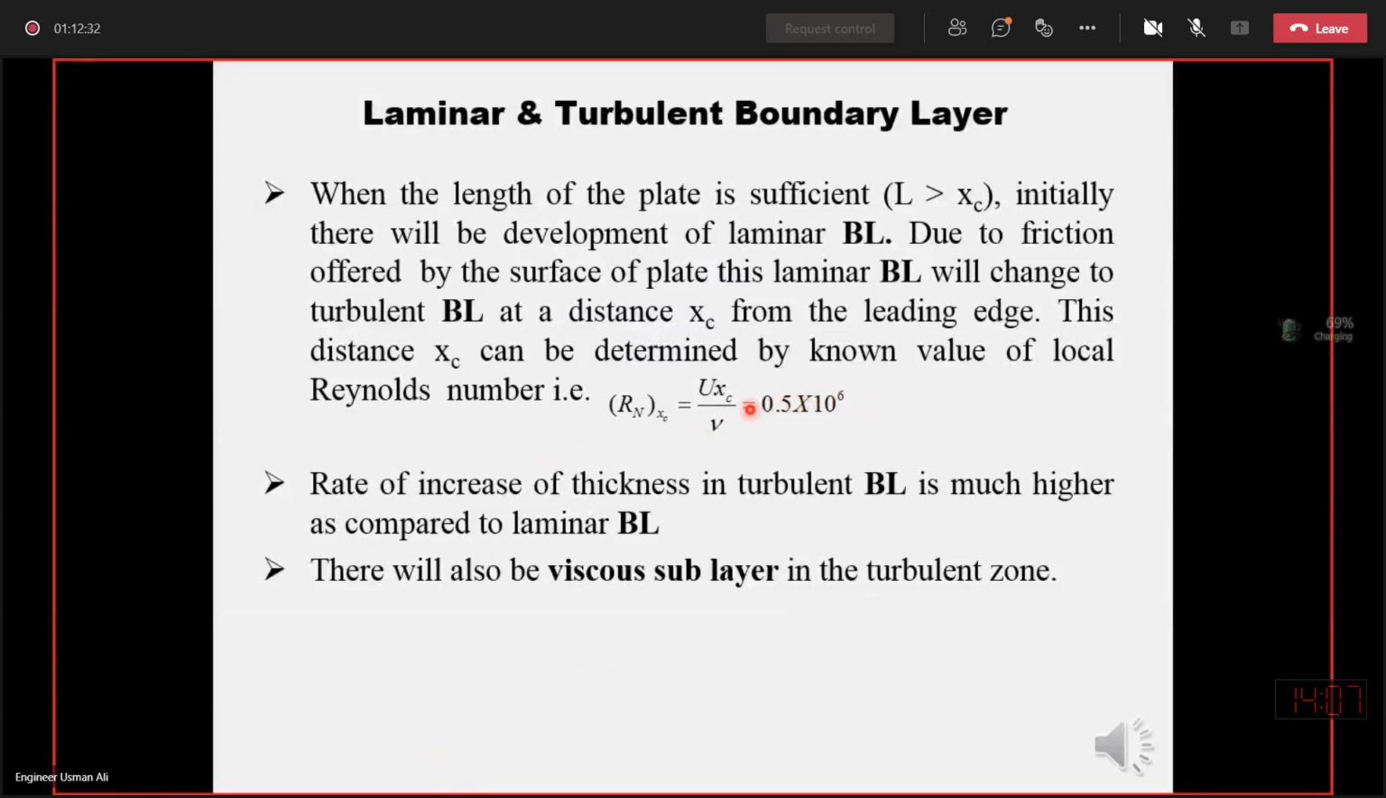We know that at this point it is found that the Reynolds number is 500,000. So if you put this Reynolds number over here, knowing the velocity and kinematic viscosity of the fluid, we can find xc. Now, the rate of increase of thickness in a turbulent boundary layer is much higher as compared to a laminar boundary layer. And also there will be a viscous sublayer in the turbulent zone.